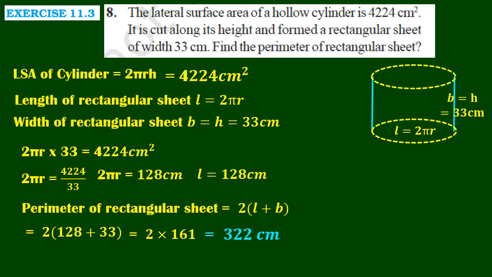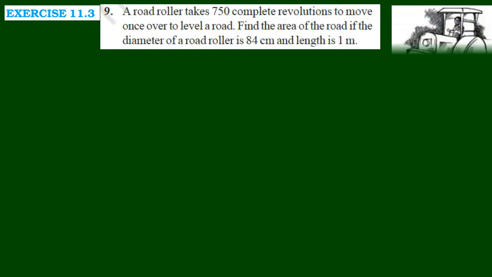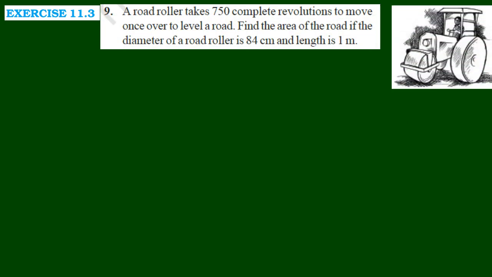Okay, now let us move on to question number 9. A road roller takes 750 complete revolutions to move once over to level a road. So find the area of the road if the diameter of the road roller is 84 centimeter and length is 1 meter. So the road roller, you might have seen it. To level the road we use it. So let us see, it's the shape of a cylinder. The front part which is rolling is a cylinder. So what is given? 750 revolutions. It makes 750 revolutions to move once over to level a road.